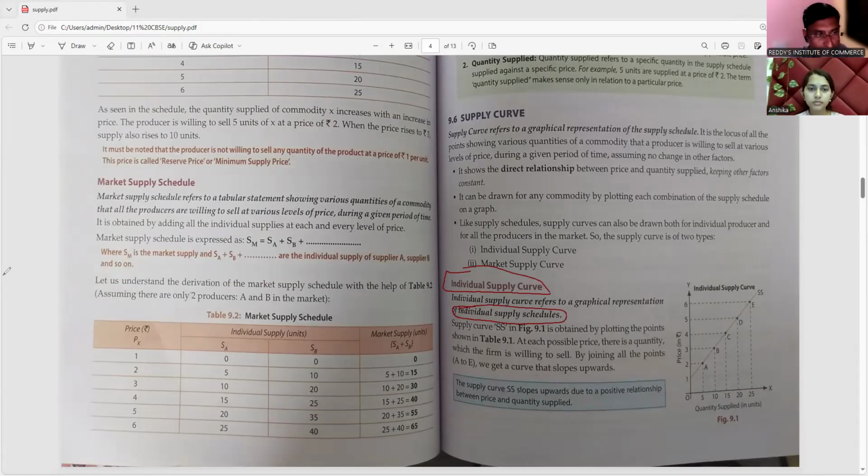Let's see how. Using plotting of some dots, or points, it is obtained by plotting the points shown in table 9.1. At each possible price, there is a quantity which the firm is willing to sell. By joining all the points A to E, we get a curve that slopes upward. So does the individual supply curve slope downwards or upwards? Your answer will be that it slopes upward.